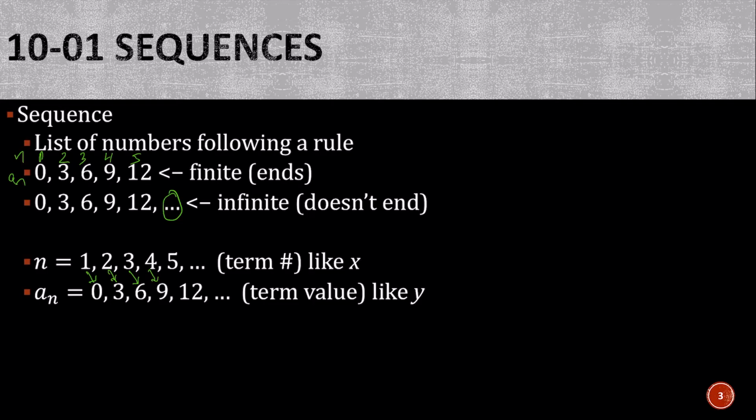So use n and an instead of x and y for sequences. That's because in a sequence, there's no numbers between the 1 and the 2, like there is in regular functions. So these are called discrete maths. There's no fractions in the inputs.